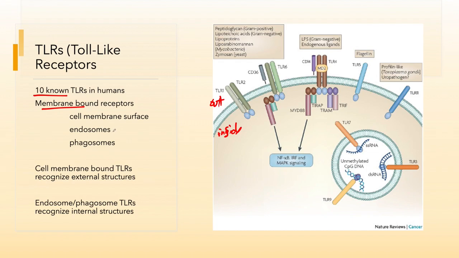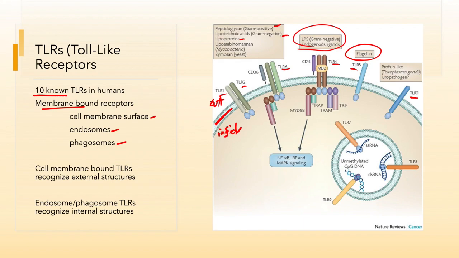They are found embedded in the membranes of endosomes, phagosomes, in addition to the actual cell membrane itself. Now, the cell membrane bound TLRs here, TLRs 1 and 2, TLR 6, 4, 5, and here is 11. This is a proposed TLR over here. If you notice, all of these TLRs on the cell membrane recognize components of bacteria that are found on the outside of the bacterial cells: flagellin, LPS, peptidoglycan in gram-positives, lipoteichoic acids, lipoproteins. These are all structures and molecules that are found on the surface of bacterial cells.